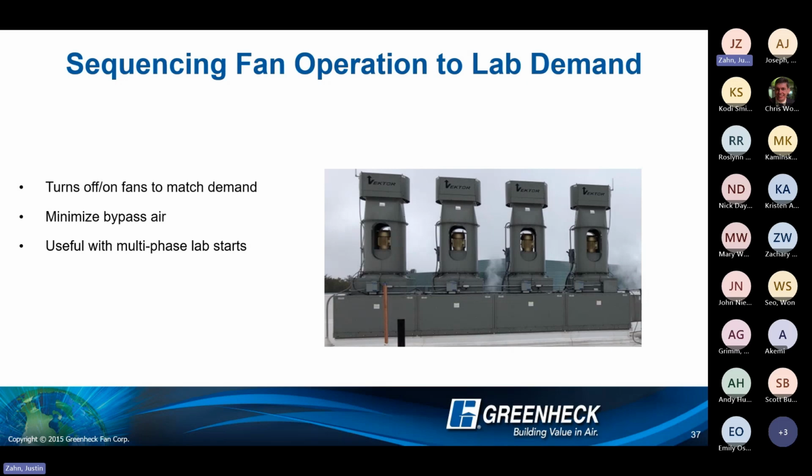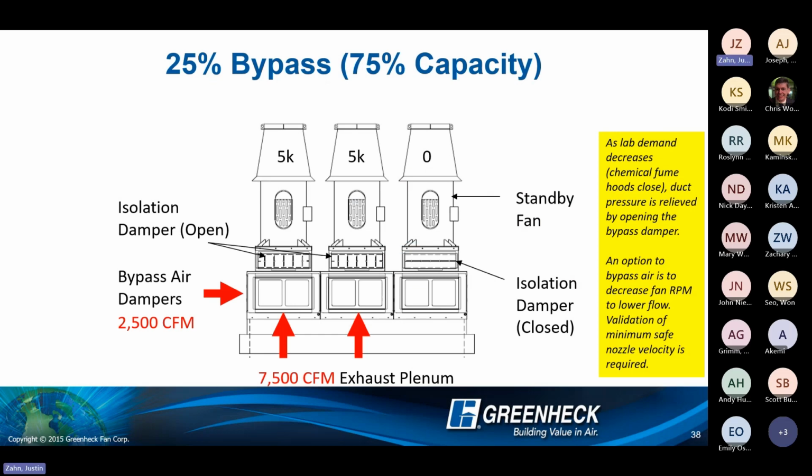So now, talking a little bit about sequencing these fans, it's another common question we get a lot. We're just going to go through a couple of common practices, what we usually like to recommend when turning these fans back online and when turning the fan off. We're going to start with the system. Both fans are doing 5,000 CFM, 10,000 total. Right now, the space below is giving off 7,500 CFM. We are modulating our bypass dampers open to 2,500 CFM.